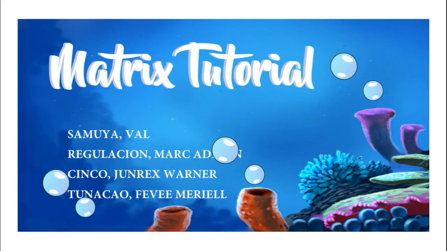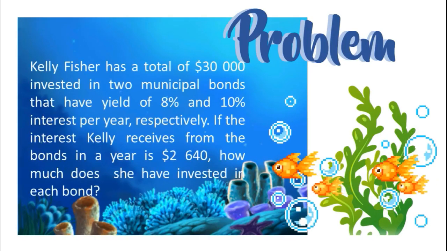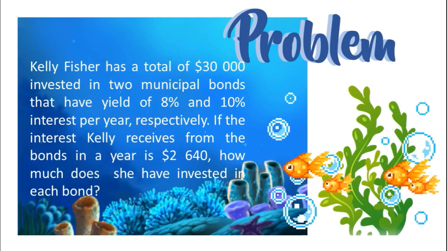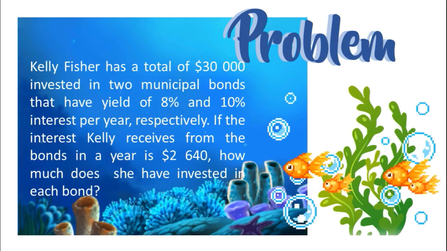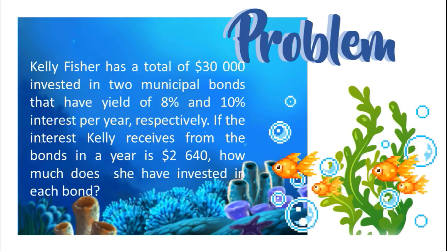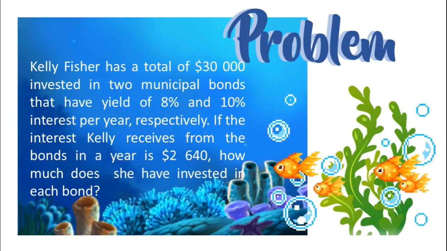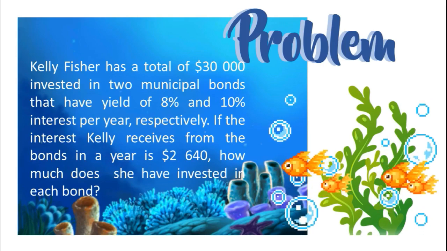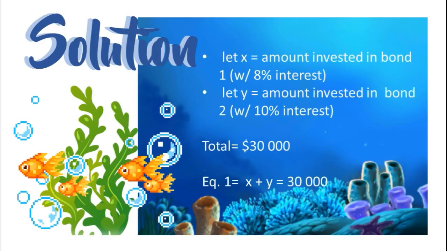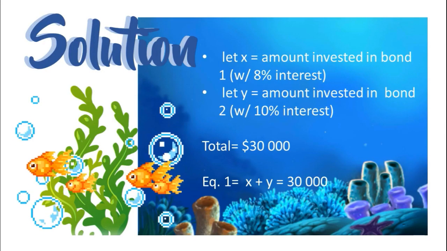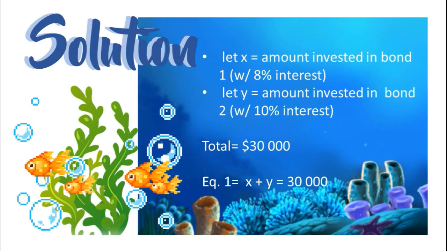So for the problem, Kelly Fisher has a total of $30,000 invested in two municipal bonds that have a yield of 8% and 10% interest per year respectively. If the interest Kelly receives from the bonds in a year is $2,640, how much does she have invested in each bond?